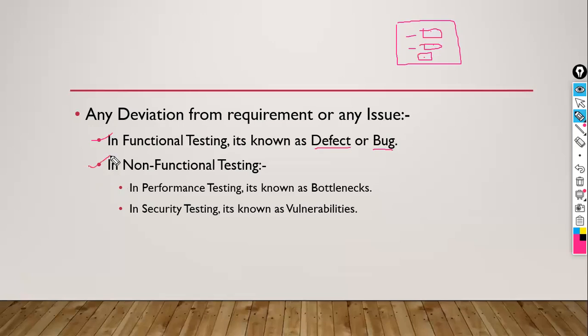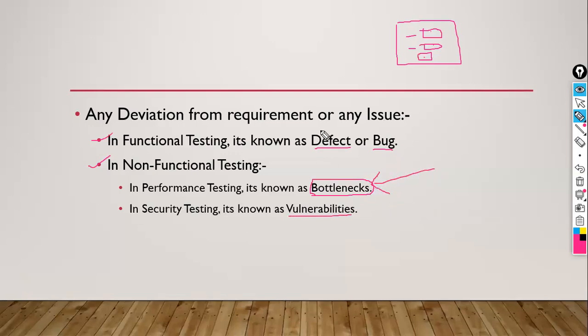Whereas the same kind of deviation in non-functional testing, let us say, right? Once after entering the username and password, if you click on login and it is taking much time to do the login, that type of deviation, we call it in performance testing as a bottleneck. Whereas the same thing in security testing, we call it vulnerabilities. So you need to remember this part.